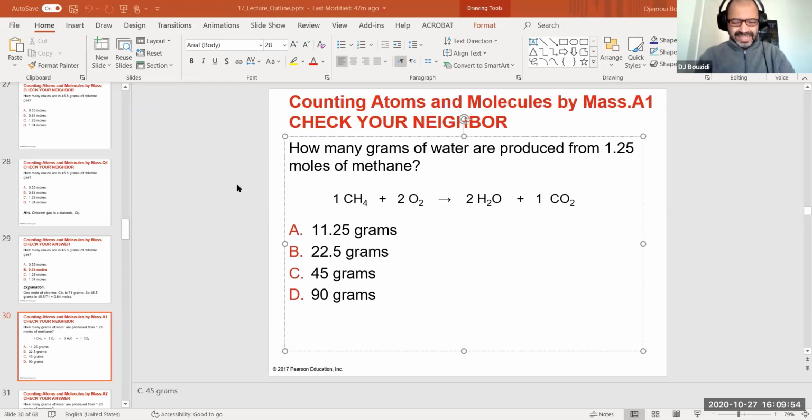So the question is, how many grams of water are produced by 1.5 moles of methane. Does everybody agree with Naomi's argument? She found 54.